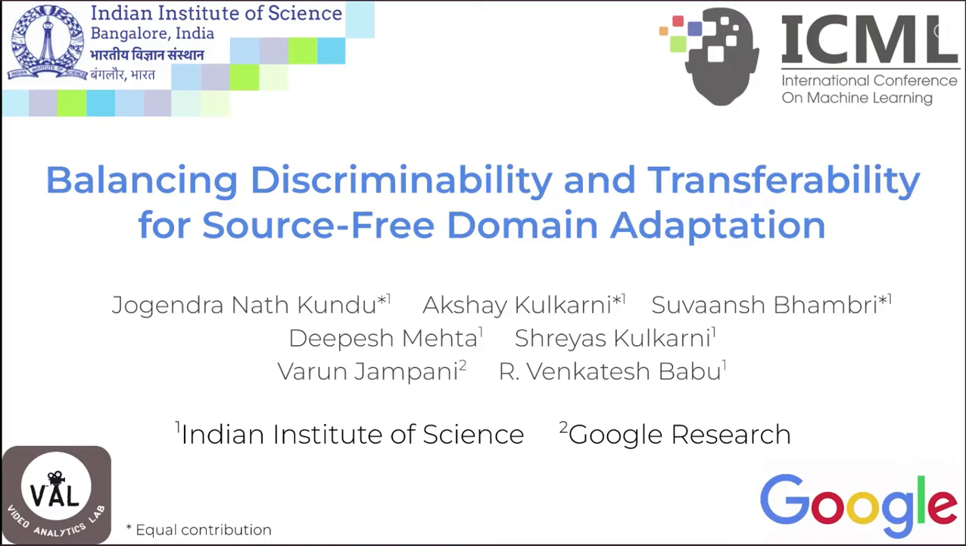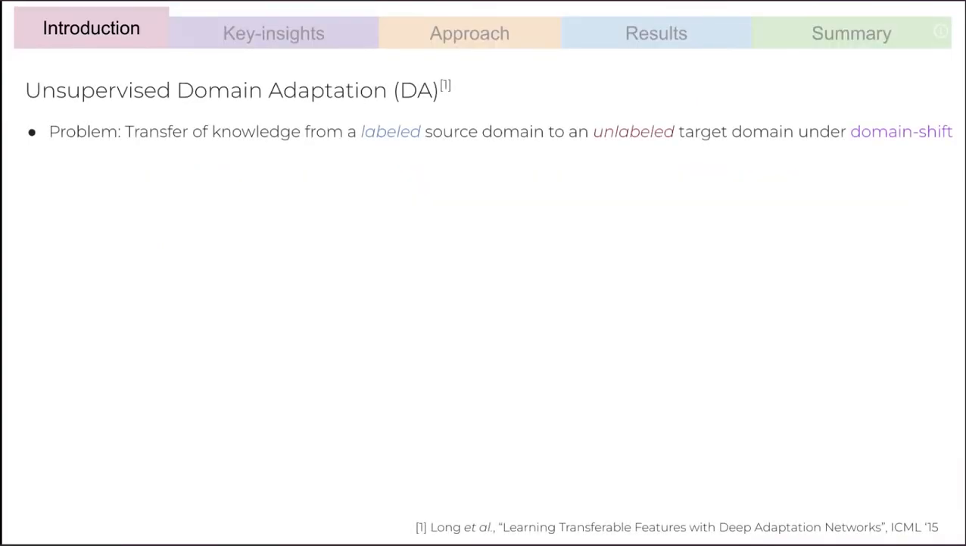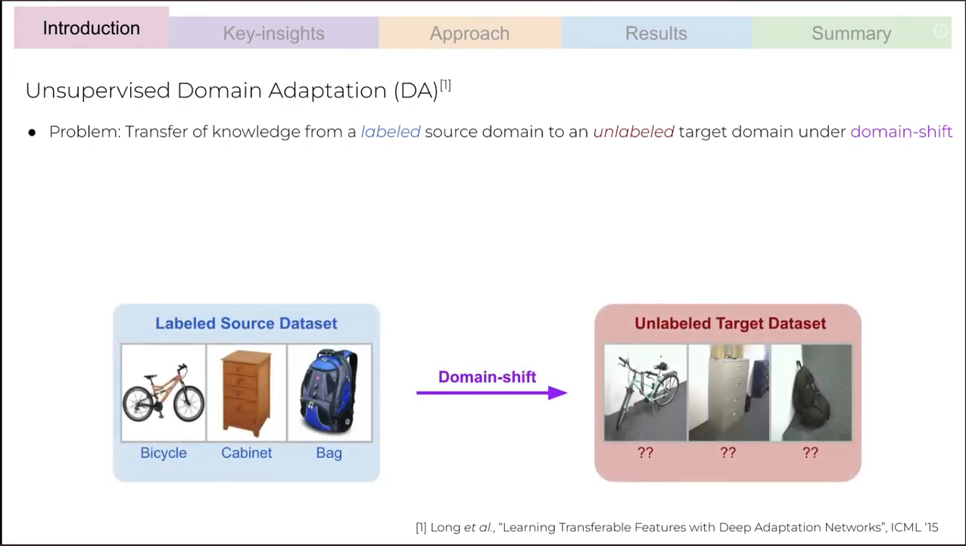In this talk, we present balancing discriminability and transferability for source-free domain adaptation. We deal with domain adaptation where knowledge has to be transferred from a labeled source domain to an unlabeled target domain. We begin with preliminaries.